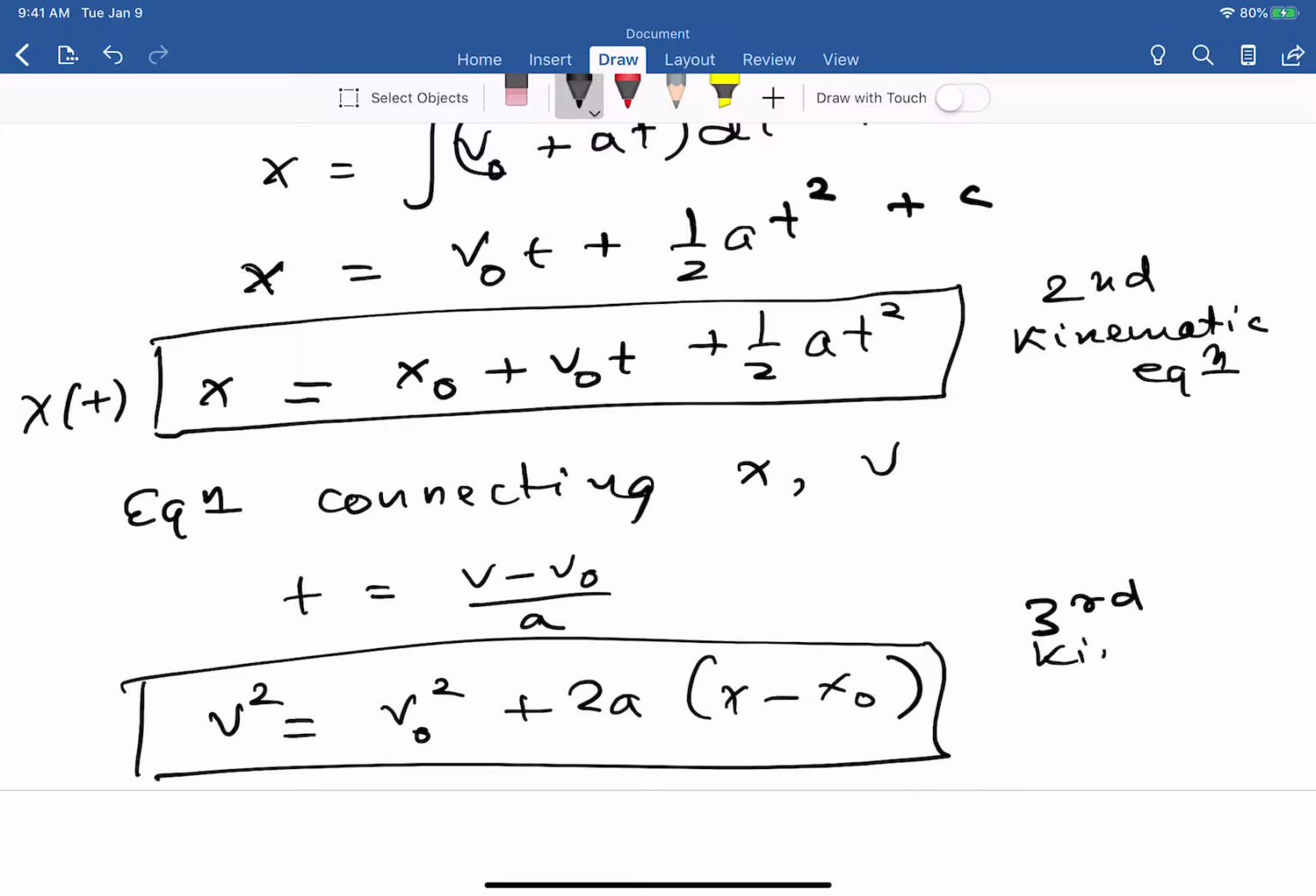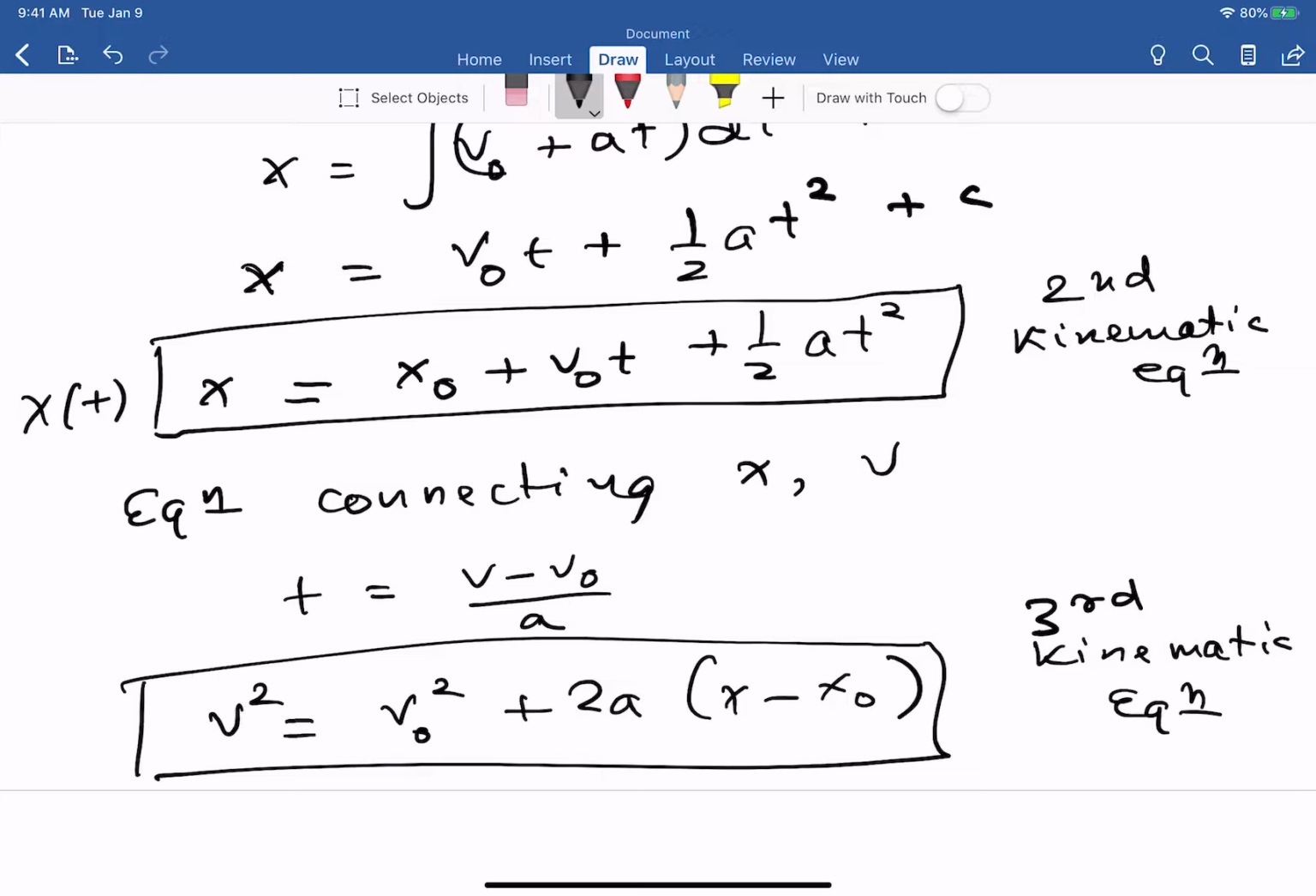I keep saying by me because that is what I remember my high school teacher calling these. I haven't seen them called as such in any textbook, so it's just my habit to call these the first, second, and third kinematic equations. Okay, so these are the kinematic equations.